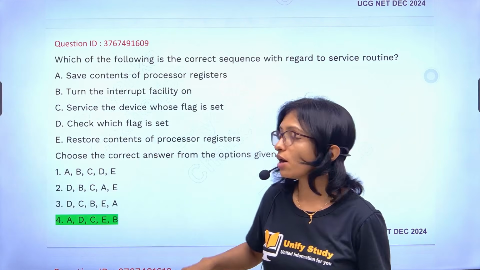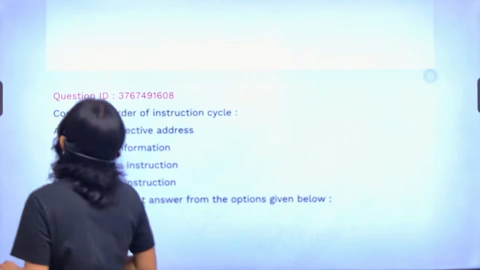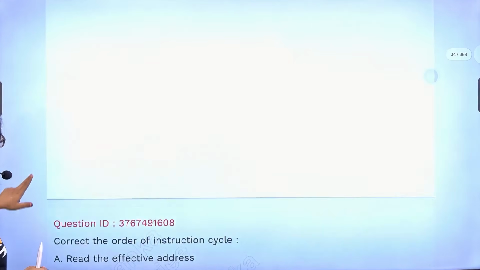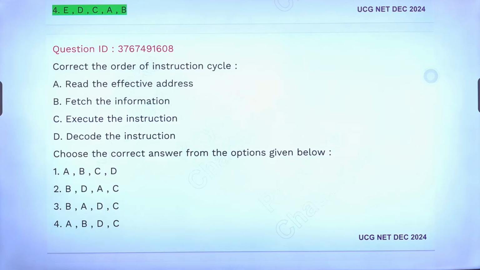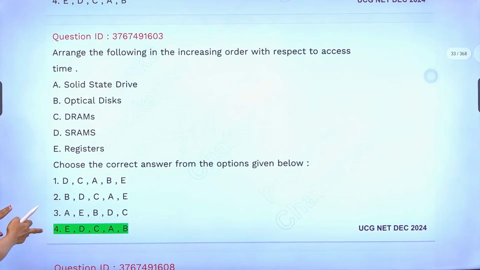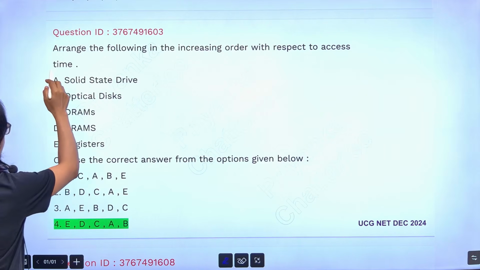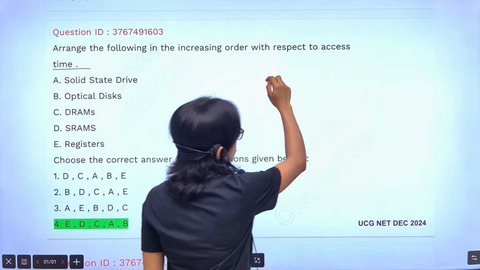Okay, now I am going to that memory question, which I think was a doubt. Let me check why there is a doubt. In this memory question, they ask: arrange the following in increasing order with respect to access time. Access time low to high. Access time low to high means what?